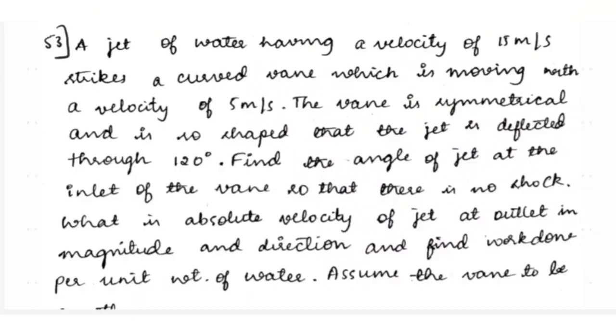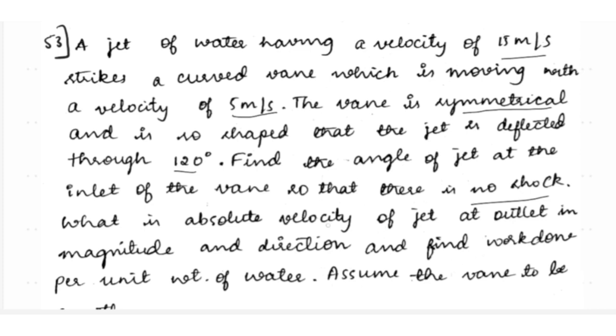Hello everyone, we will move to the next problem. So going to the question, a jet of water having a velocity of 15 meter per second strikes a curved vane which is moving with a velocity of 5 meter per second. The vane is symmetrical and is so shaped that jet is deflected through 120 degree. Find the angles of jet at the inlet of vane so that there is no shock.